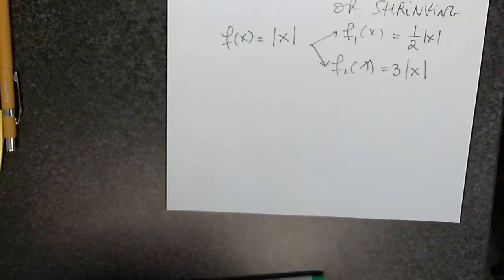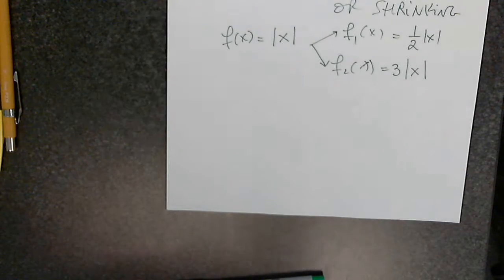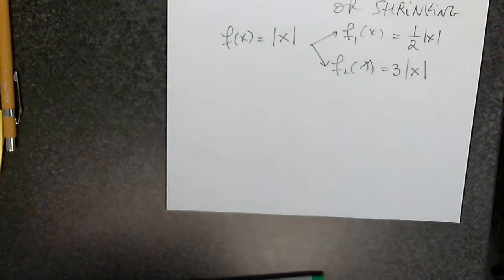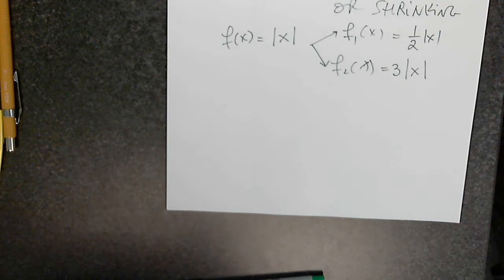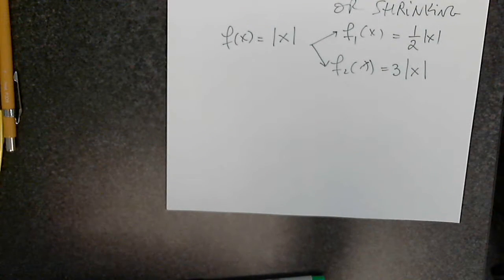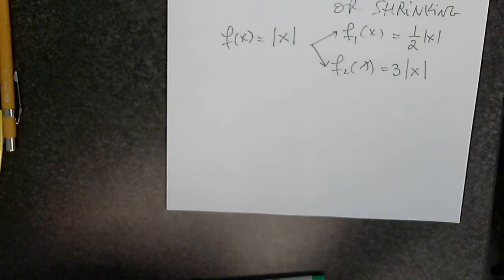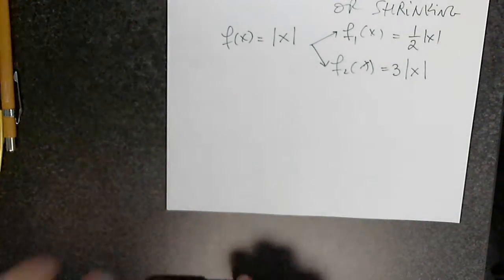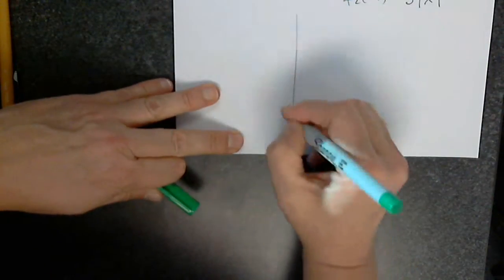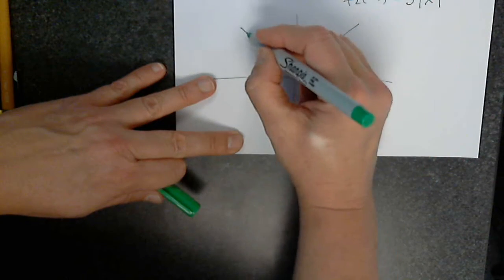So this is the absolute value of x. If I multiply all heights for each point, just the height, by 1/2, will I do this or will I do this? But this is not shrinking. This is shrinking. So am I doing this or am I doing this? Okay, don't say anything. So this is the absolute value of x.